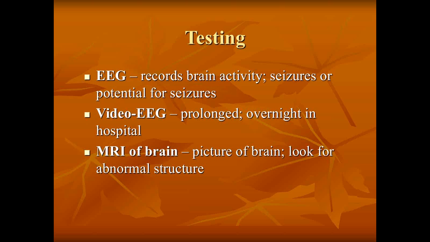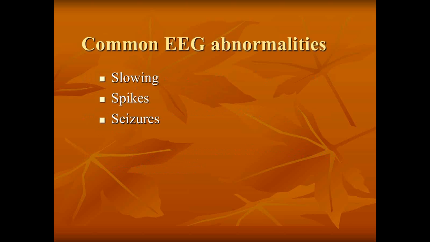A video EEG is just a prolonged monitoring. Often we do it overnight in the hospital. Now there's a capability to do an ambulatory video EEG where the equipment goes home with the patient and monitors for several days. An MRI of the brain is often performed in patients who are diagnosed with epilepsy, looking for any structural abnormality, stroke, tumor that may give us a cause for the underlying seizure disorder.